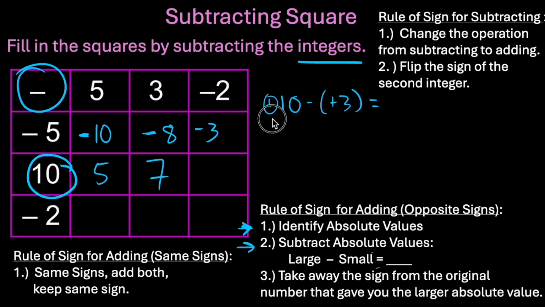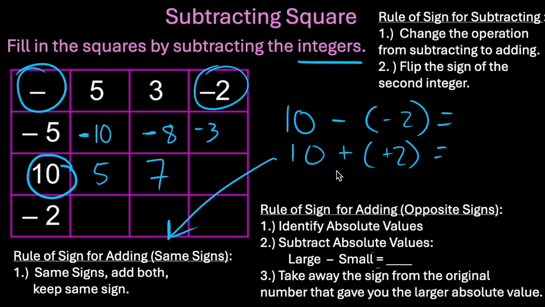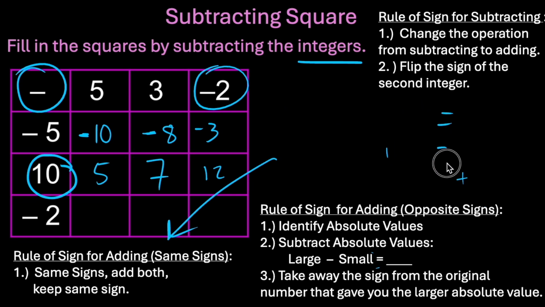Last problem for that row. So we have 10 minus negative 2. So this one, we just bring that 10 down, positive. Now it's a positive 2. And we just need to follow this rule. Same sign, add them, keep the same sign. So 10 plus 2 is 12. And then we keep the same sign, which is positive 12. Easy. So the answer is 12. And we're done with that row. Perfect.